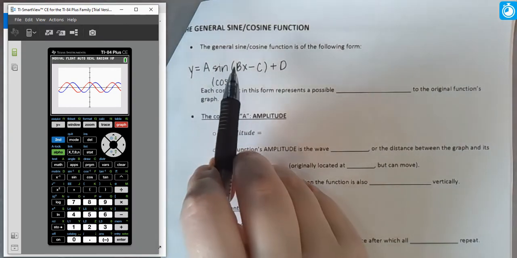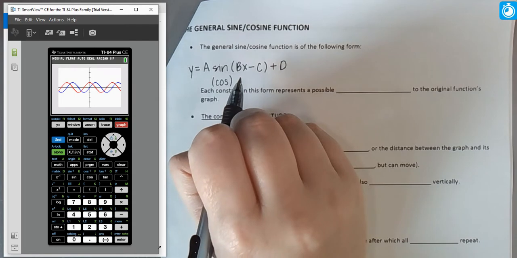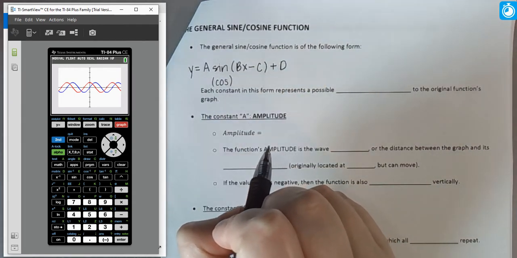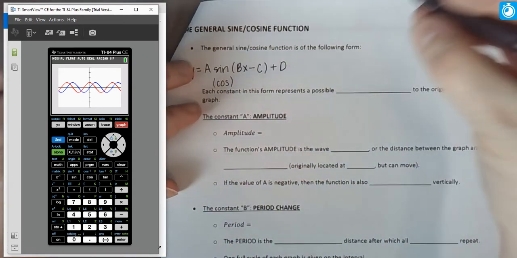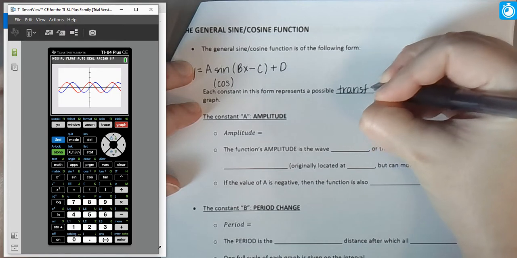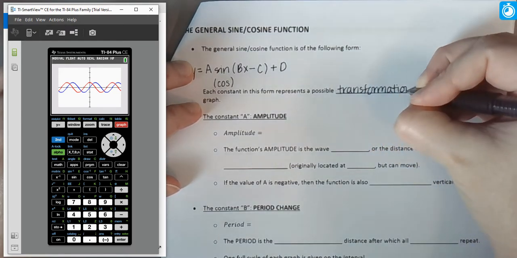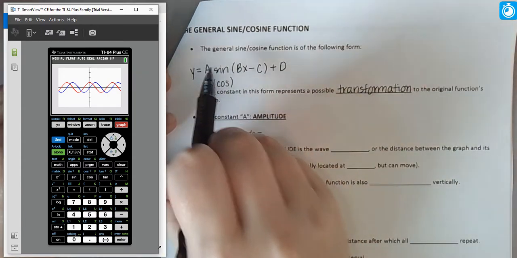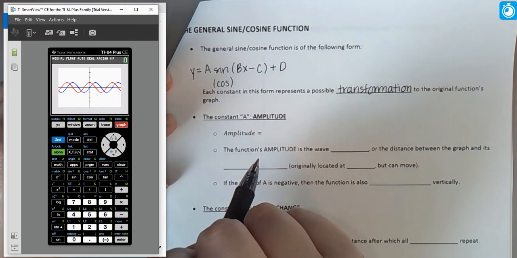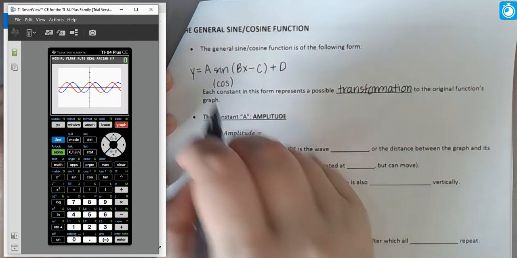Now here, notice we've added in 4 constants. Here's x, here's our input. A, B, C, and D, we have 4 additional constants. Each constant in this form represents a possible transformation to that original parent graph of sine or cosine. So we have 4 different possible constants that could appear in our particular function, and each one is going to change the standard graph in a specific way.